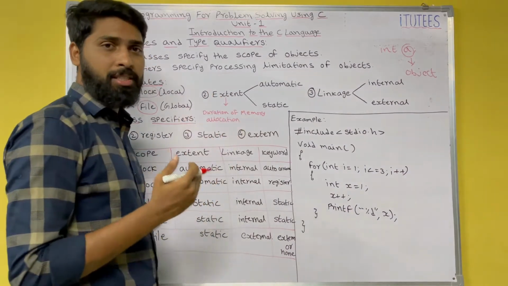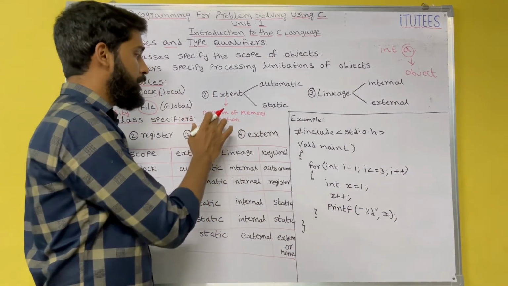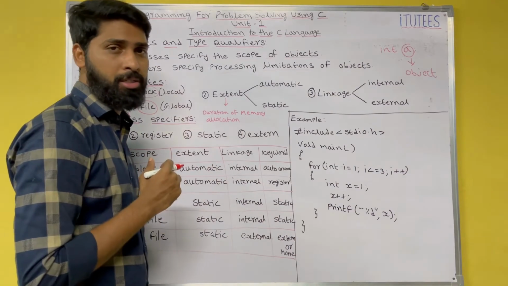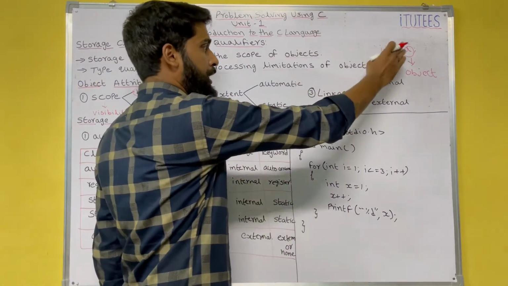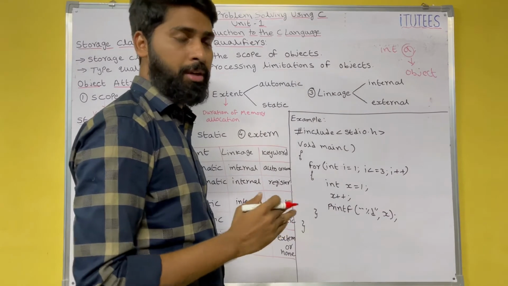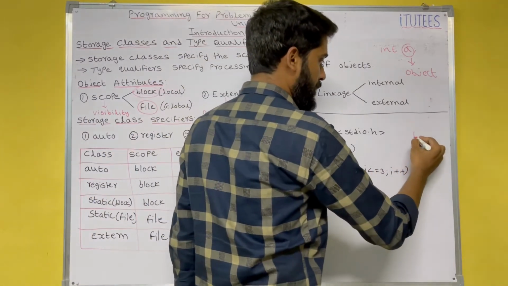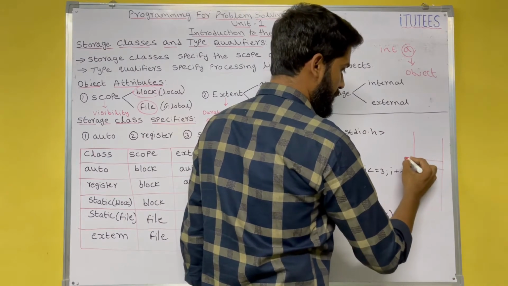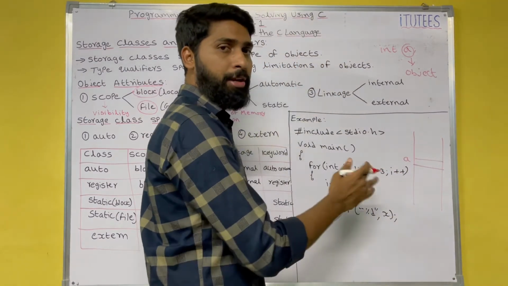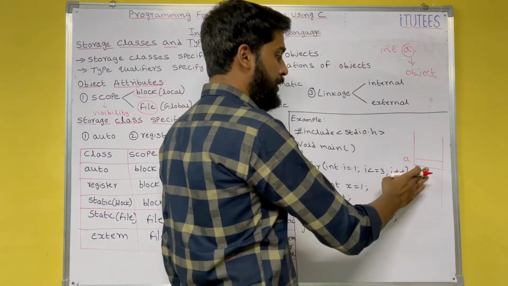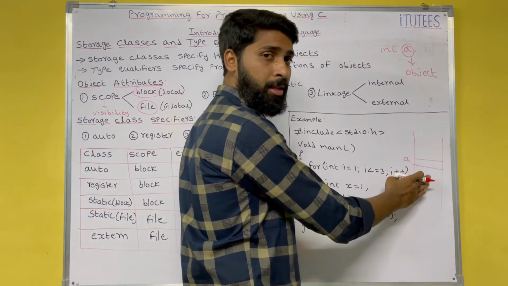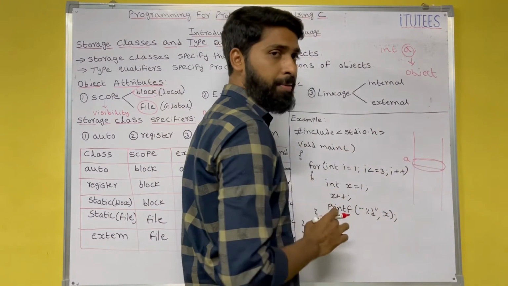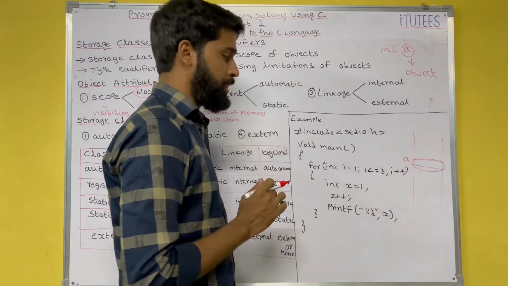Next one, extent. Extent is nothing but the duration of memory allocation. For example, I declare int a. That means it's a variable, and in memory it allots some memory to this variable a. Now, how much time can the processor allot this memory to the variable a? That we call the duration.